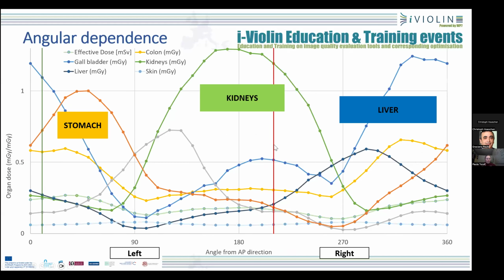Another point is how the organ doses change when we have exposure from different directions. When we start from the left, the organ dose is increasing for the stomach. When we go to the back, the organ dose is increasing more for the kidneys. And on the right side, we have more dose to the liver. So especially when we have partial rotation, we don't have full rotation, or we have this kind of helical system, this will definitely impact the organ doses. The dose distribution is not flat, and depending on the organ location, this will also impact the organ dose.